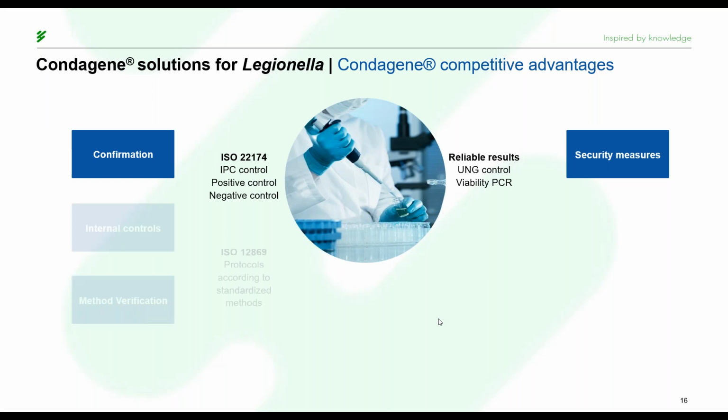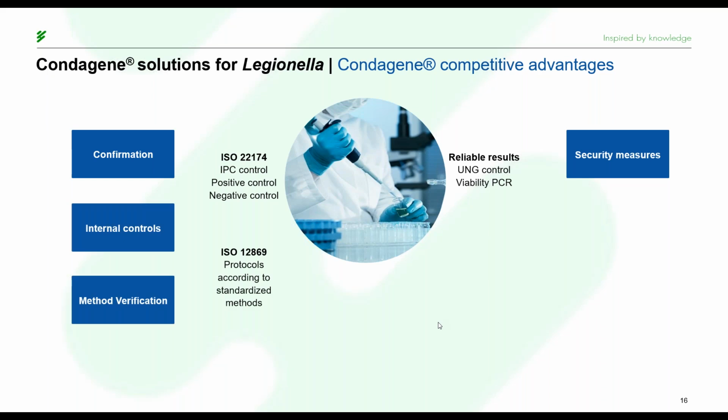And one of the pillars of Condagene is that the kits are based on public and standardized methods such as ISO, DIN, or the FDA. These last ones are German and American standardized methods. And specifically for Legionella, we would be talking about ISO 12869 that we have mentioned before, if you recall, for the detection of Legionella by qPCR.